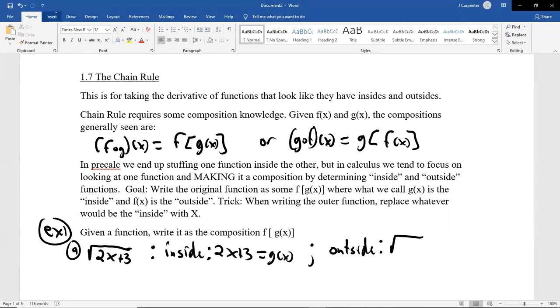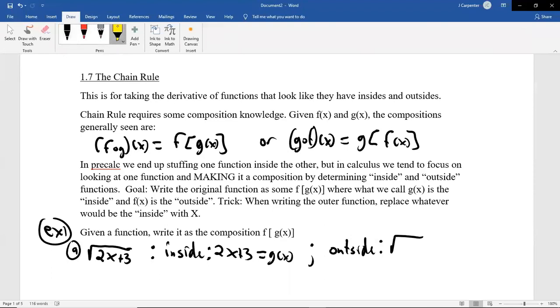I said that there's a pretty good trick with this, and this is especially important when we're getting to the calculus. When you're writing the outer function, which is what we're doing right now, replace whatever would have been the inside being the 2x plus 3 originally, instead of writing that 2x plus 3 where we identified it as the inside, just write it as an x. And I'm even going to use color for emphasis here. So that red x represents the inside.